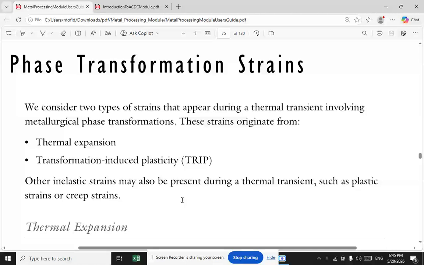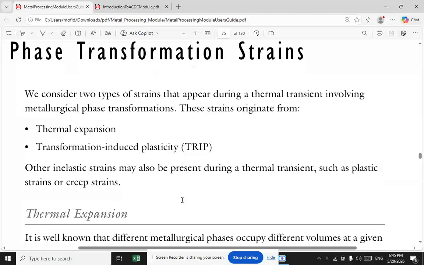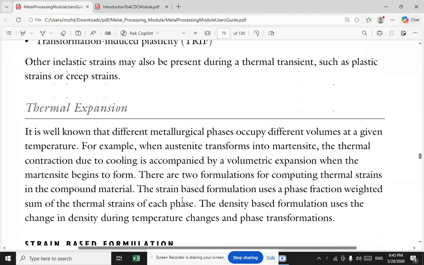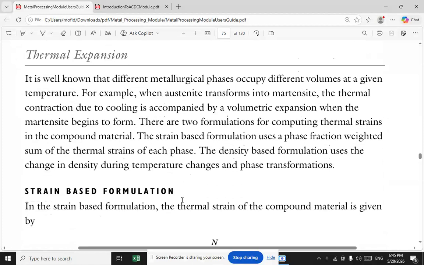Other inelastic strains may also be present during a thermal transient, such as plastic strains or creep strains. Now I want to go through the thermal expansion. It is well known that different metallurgical phases occupy different volumes at a given temperature. For example, when austenite transforms into martensite, the thermal contraction due to cooling is accompanied by a volumetric expansion when the martensite begins to form.